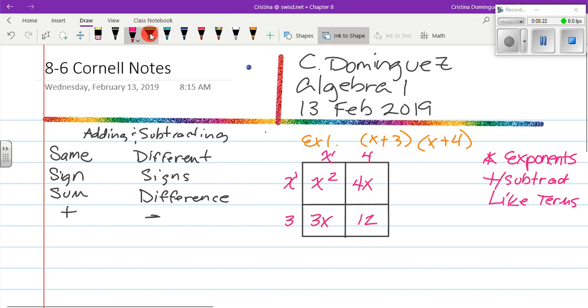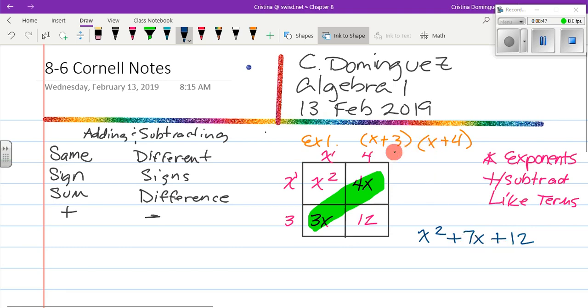So I'm going to add my like terms. Do I change my exponents when I'm adding? No, because all I care about is like terms. And I get my final answer of x squared plus 7x plus 12. So see, that was what they gave us originally, right? So it's kind of like they're giving us the answer and they're saying, okay, great.